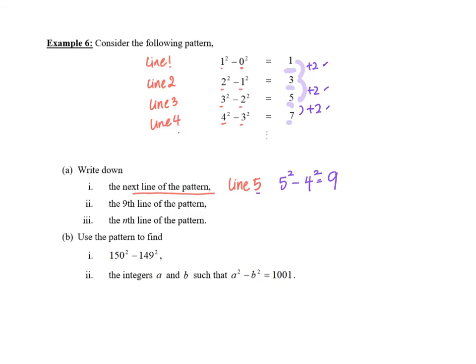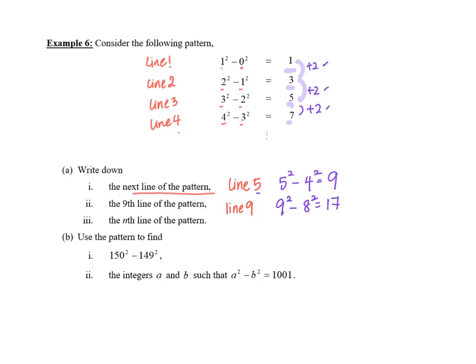Okay, now next line, line 9 of the pattern, line number 9. If this is the case, then it will be 9 square minus 8 square. And 9 square minus 8 square will give me the number 17.